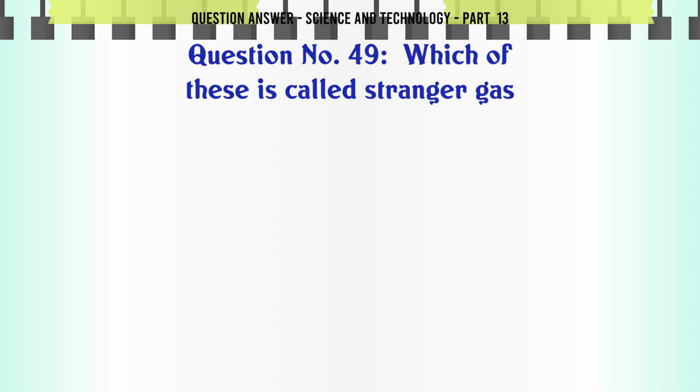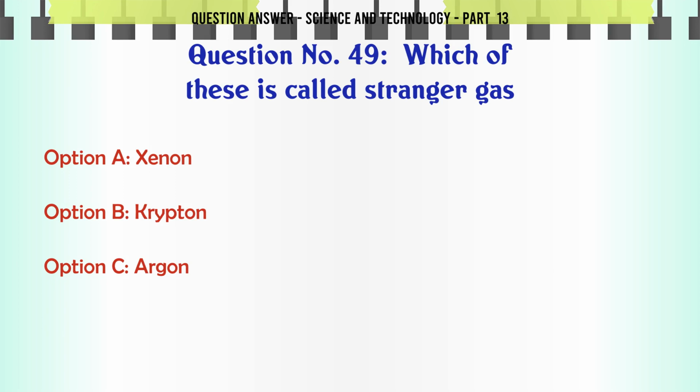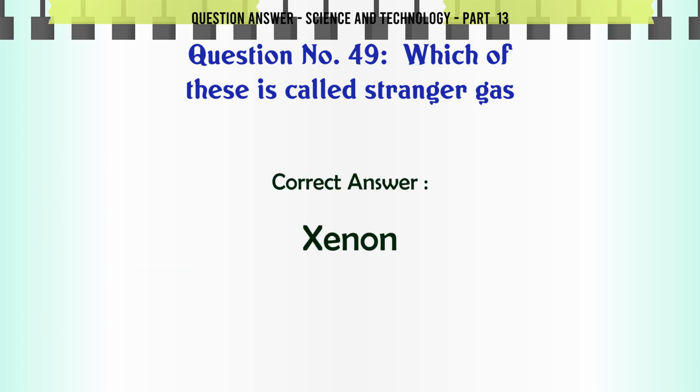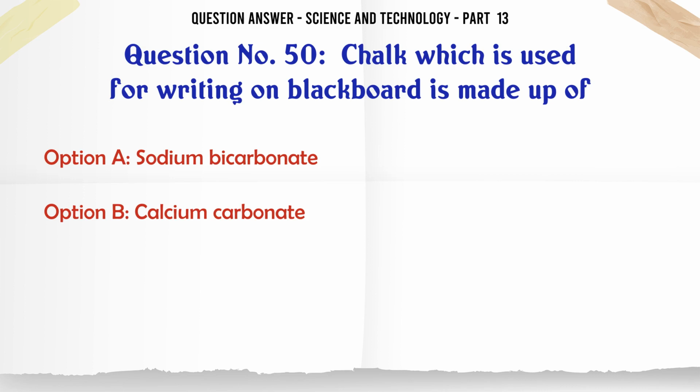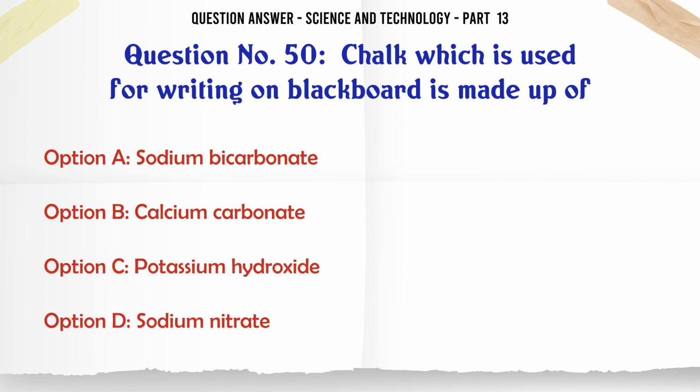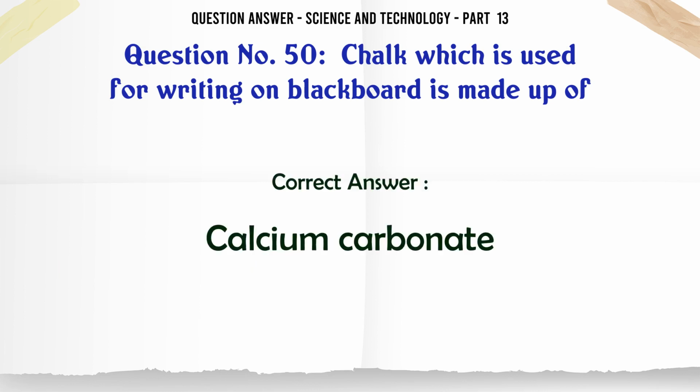Which of these is called stranger gas? A. Xenon. B. Krypton. C. Argon. D. Neon. The correct answer is xenon. Chalk which is used for writing on blackboard is made up of A. Sodium bicarbonate. B. Calcium carbonate. C. Potassium hydroxide. D. Sodium nitrate. The correct answer is calcium carbonate.